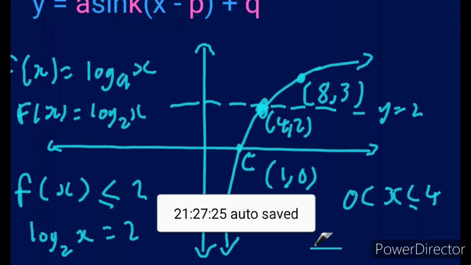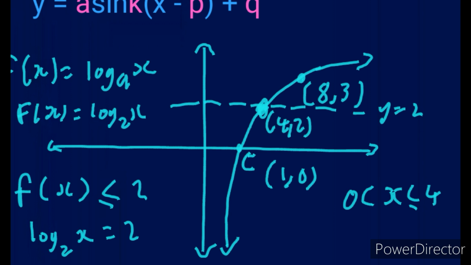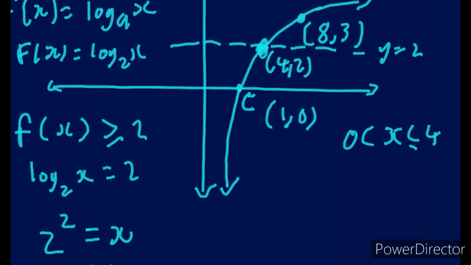What if the question says it must be greater and not less? What if the question says f of x must be greater than 2 or greater or equal to 2? Then we want this portion. Where does it start? It starts from 4, but it has no end, so it ends at infinity. This is a repeating question. It's very easy to answer. It starts from 4 until infinity. So you just say x is greater than 4, or greater or equal to 4. That's all. That's how you do it. x is greater or equal to 4.